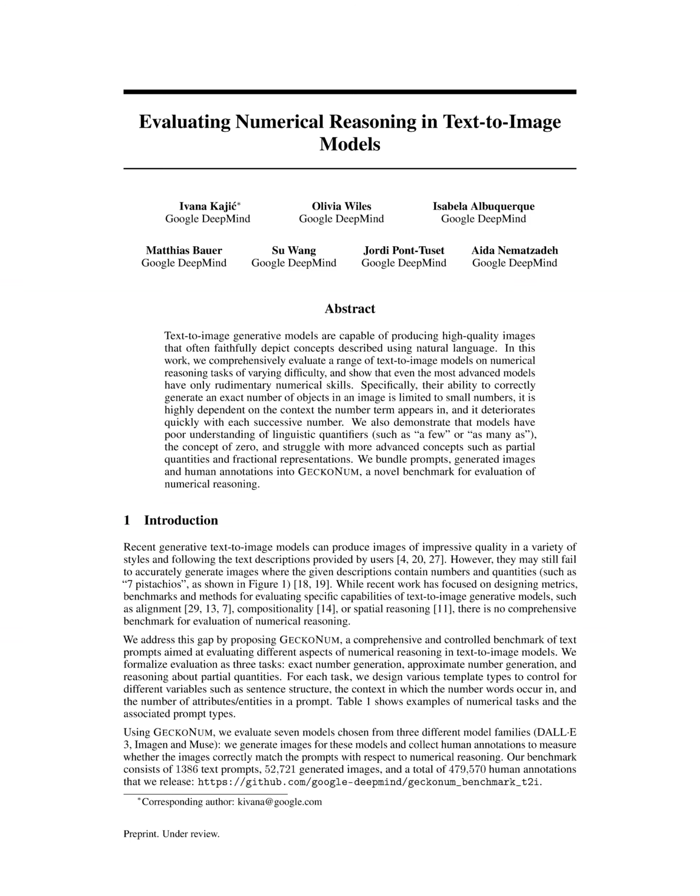By formalizing evaluation as 3 tasks and designing various template types to control for different variables like sentence structure, context, and the number of attributes and entities in a prompt, GECKONUM provides a systematic way to measure the numerical reasoning capabilities of text-to-image models.